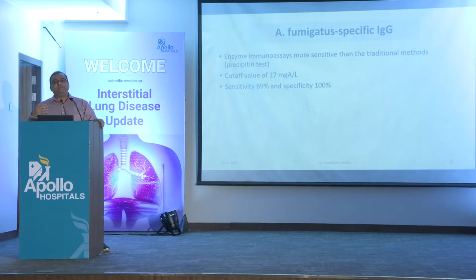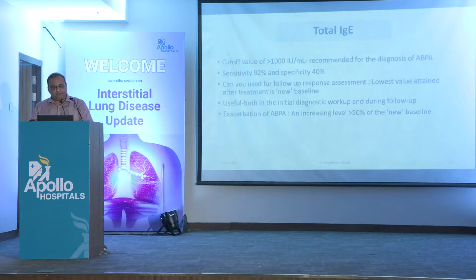So the next test is the precipitin antibody, IgG antibody. Long-standing exposure to the fungus will give rise to IgG antibody. So it should be done by enzyme immunoassay. The cutoff for India is 27. A patient coming from abroad, from Kenya and those places, will follow a different cutoff than Indians. The sensitivity is 89, specificity 100. It means when IgG is positive, the patient has got exposure to the fungus for sure. Then you have to combine the IgE and IgG results with other tests to come to a conclusion of ABPA.